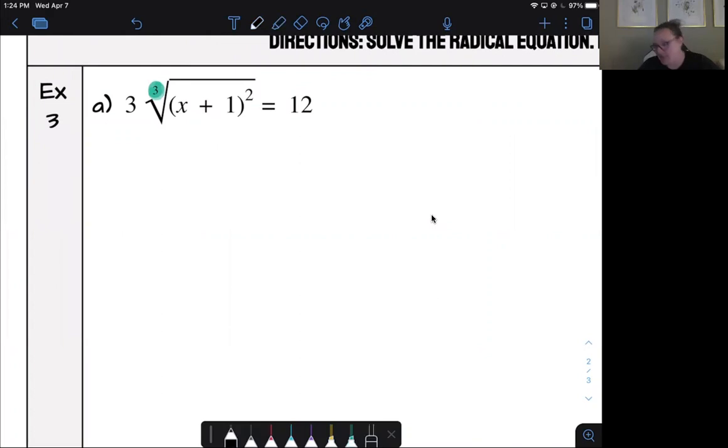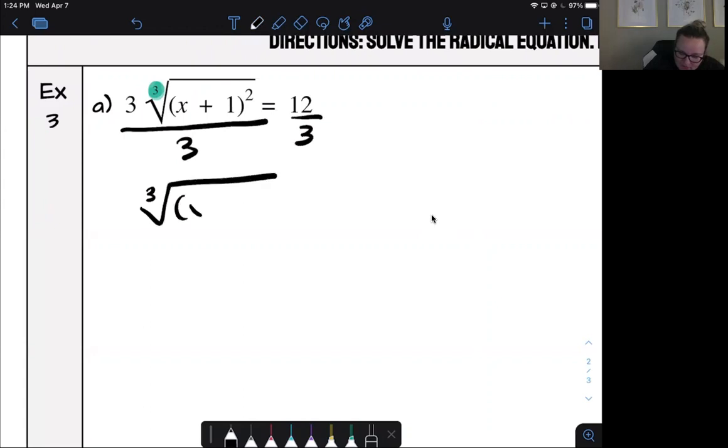So 3 times the cube root of x plus 1 squared is equal to 12. So what we do is, again, always isolate the radical. Always isolate the radical. So I'm going to divide both sides by 3. And I get the cube root of x plus 1 squared is equal to 4.